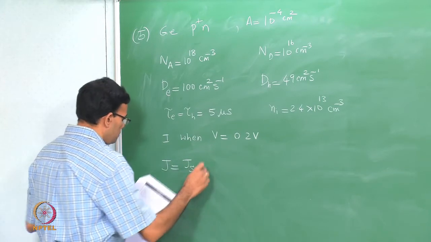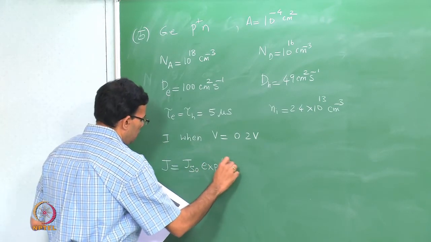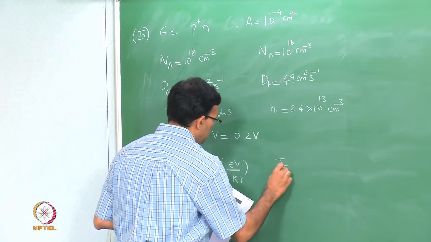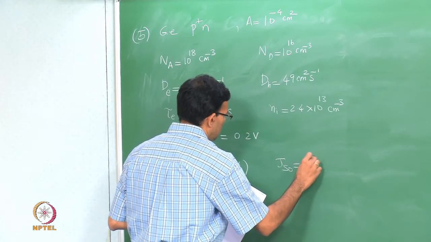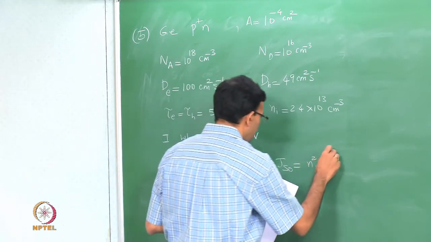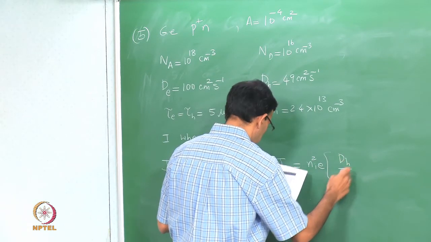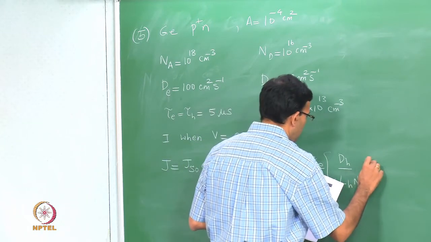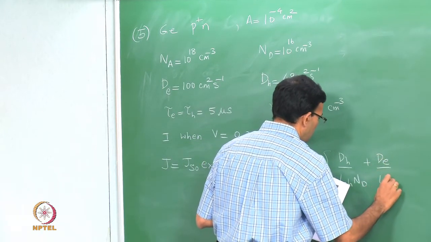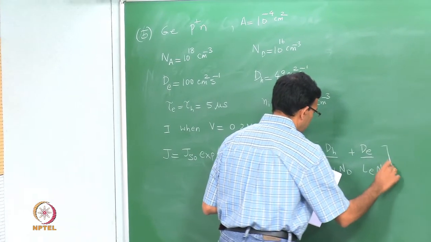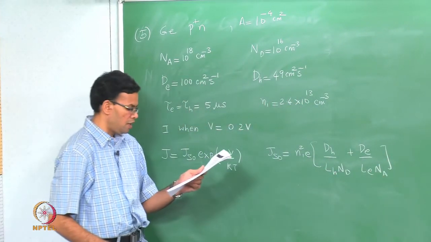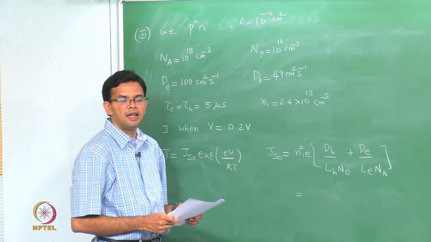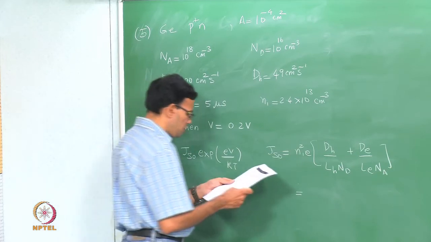is Js naught exponential eV over kT, and then Js naught is e Ni square times Dh over Lh Nd plus De over Le Na. So, all the numbers are given. I will just substitute and write the final answer, but you can directly do the substitution.